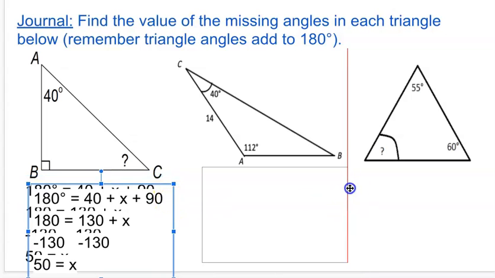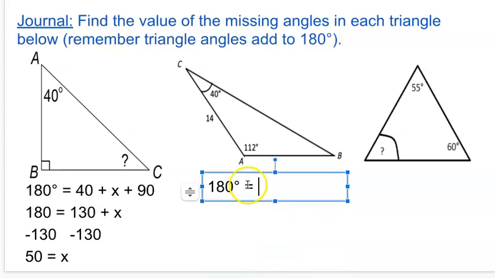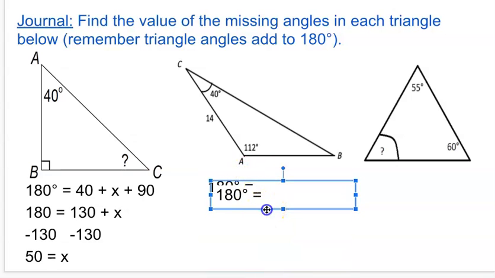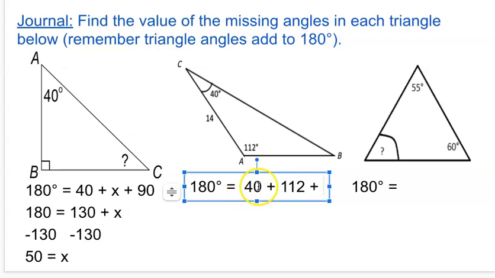So we're going to set this up again. 180 equals, okay. 180 has to equal the measure of all three angles. So we have 40, we have 112, and then we'll just leave the angle B as a blank. We'll leave it as a variable X.